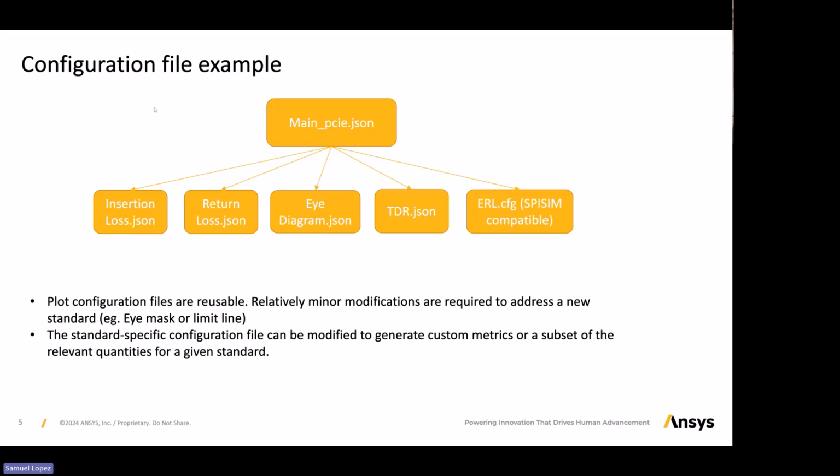As I said, it is based on configuration files. We will define a main JSON file that will contain all the information of the standard, like what I need, like insertion losses, I need eye diagrams, different kinds of things. And then each section of the standard will contain some masks and some information to validate the pass-fail criteria. So that's the only thing that we need to modify for every virtual compliance standard, and that's all.